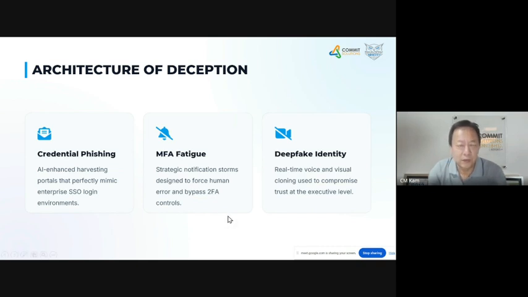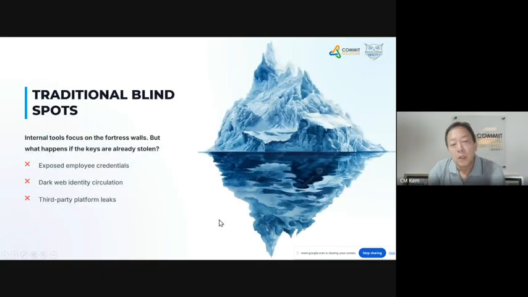So these are the areas, if you notice, they're all targeting people. Nobody's targeting technology anymore. Nobody's trying to break your firewall, your DLP system, or whatever security system you have in place, right?